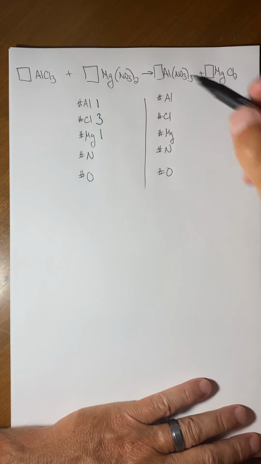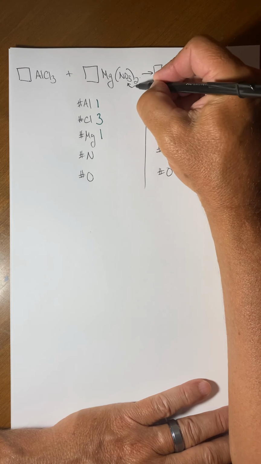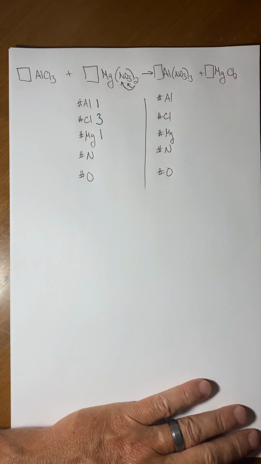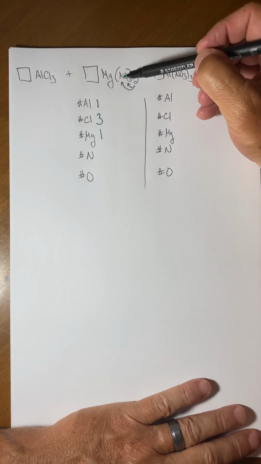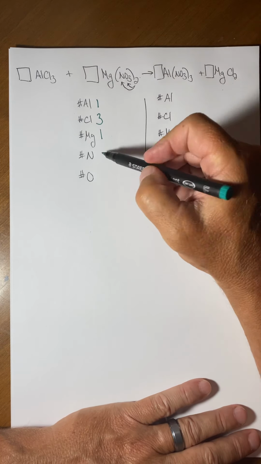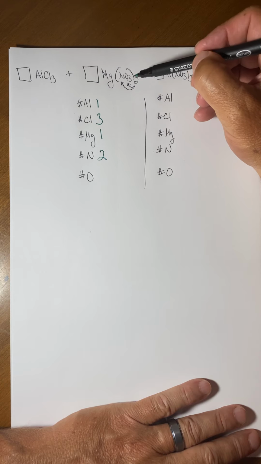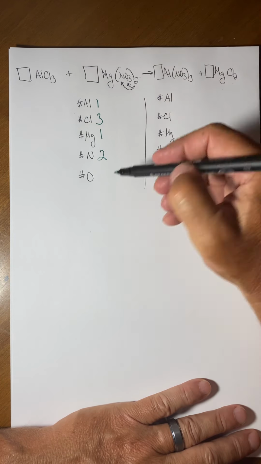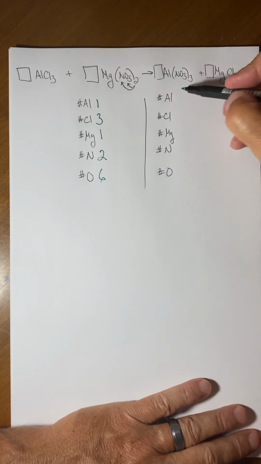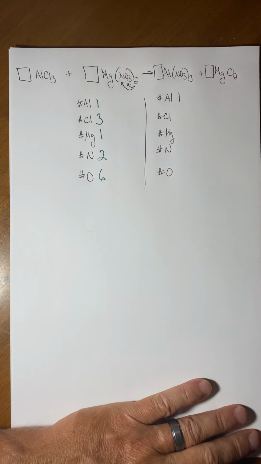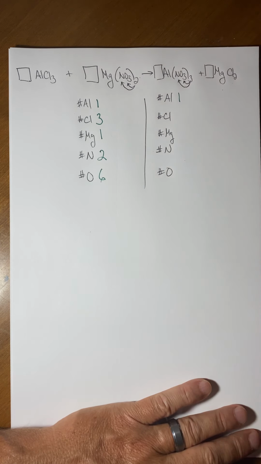Magnesiums would just be 1. Now, this is interesting because this 2 basically means everything inside the bracket gets multiplied by 2, just like in math. So there's 1 nitrogen in NO3, but I have to multiply it by 2. So that 1 times 2 is 2. There's 3 oxygens, but I have to multiply that by 2. So 3 times 2 is 6. Okay? On this side, I have 1 aluminum. Same deal here. Everything inside the bracket gets multiplied by 3.